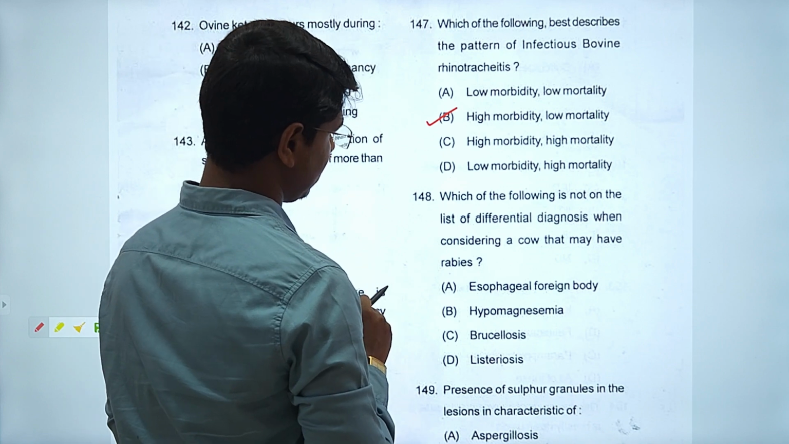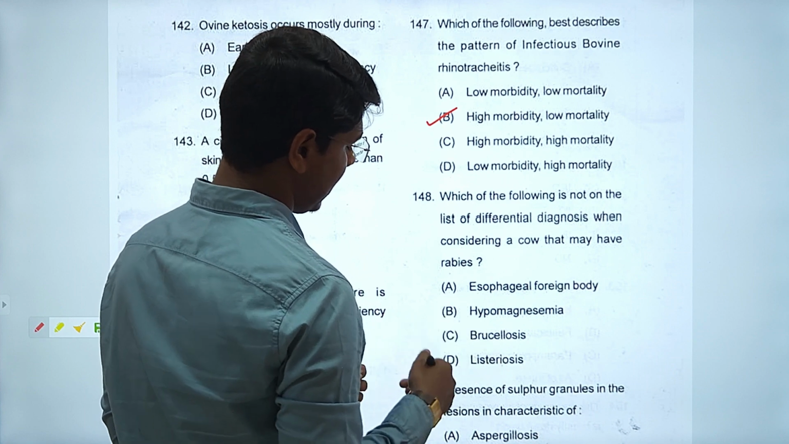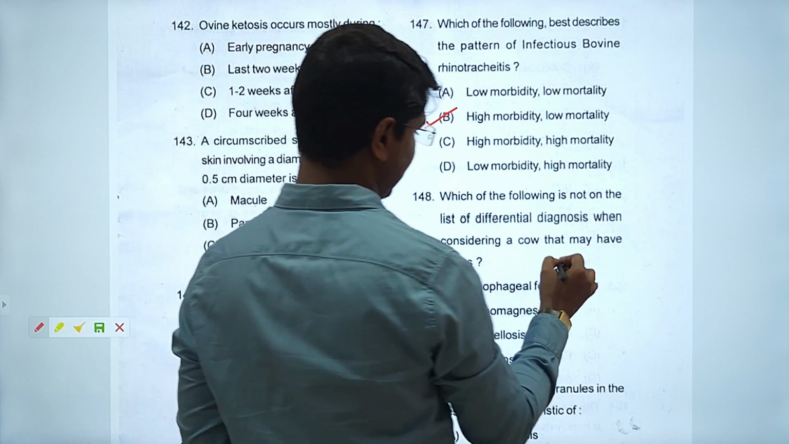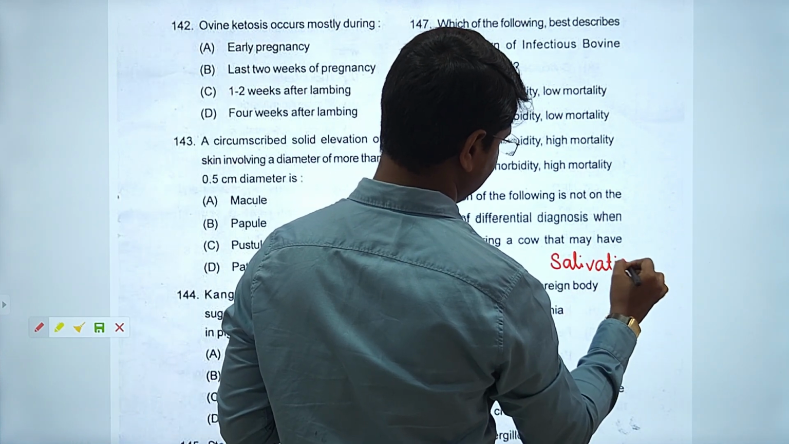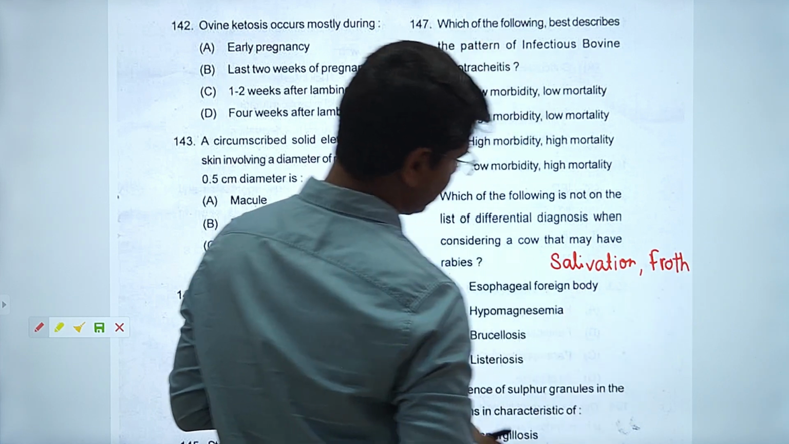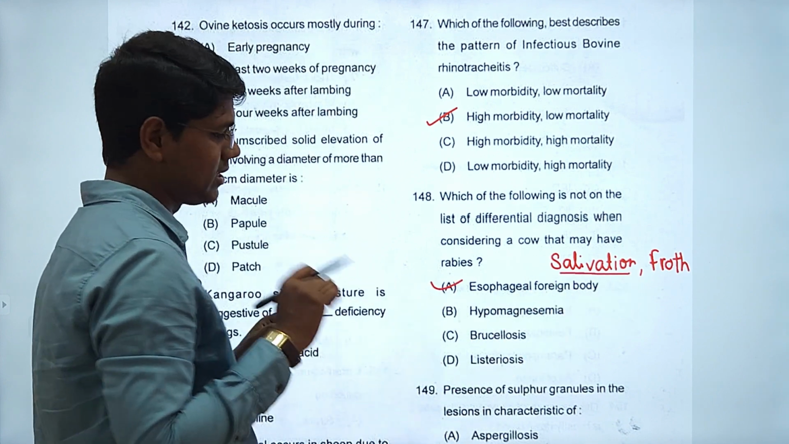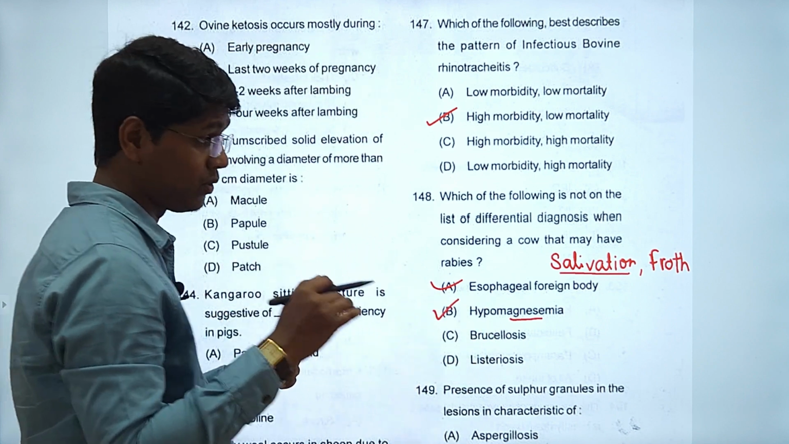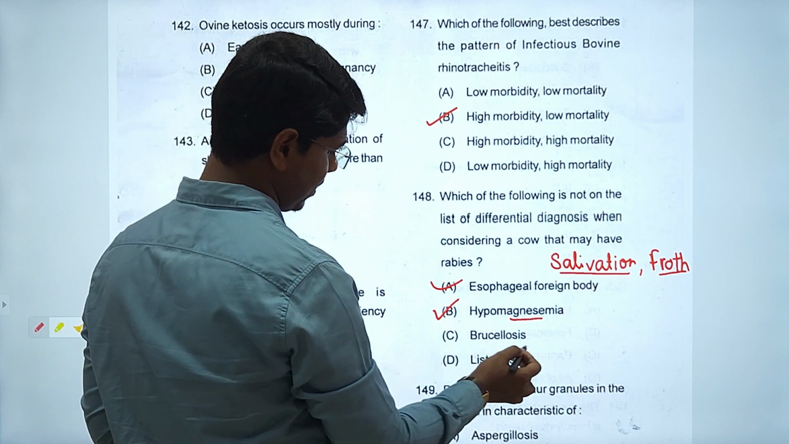Which of the following is not in the list of differential diagnosis when considering a cow that may have rabies? The most prominent clinical sign in the field is salivation and frothiness, froth around the mouth. In esophageal foreign body you will find high salivation, so it is a differential diagnosis. In hypomagnesemic tetany you will find frothiness in the mouth, so this is also a differentiating disease, but not brucellosis.